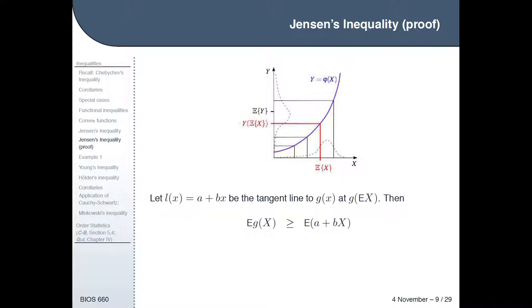Like I just said, g of x is greater than or equal to a plus bx due to the fact the function's convex. And a plus bx, of course, is equal to a plus b times the expected value of x. Well, that's just the original function L evaluated at E of x, which of course is equal to g of the expected value of x, because we defined L of x to be the tangent line at g of E of x. So in other words, you plug E of x into L of x and you get g of E of x just by construction, which proves the inequality.